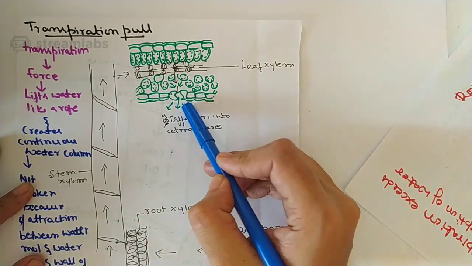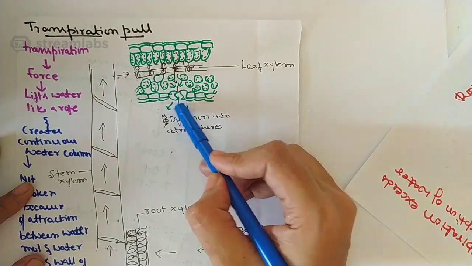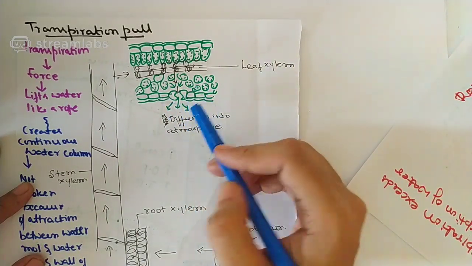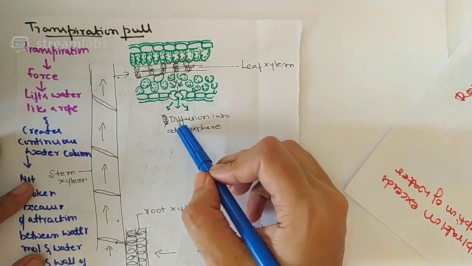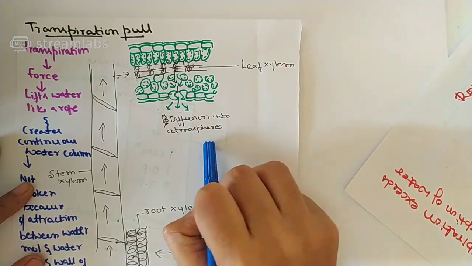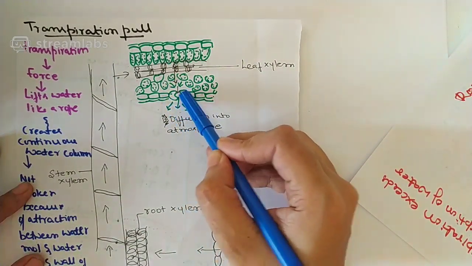And what is shown here is a guard cell. Guard cells are part of the stomatal apparatus. When guard cells open, what happens? Water diffuses out in the form of vapor. So now there is loss of water in the guard cells.